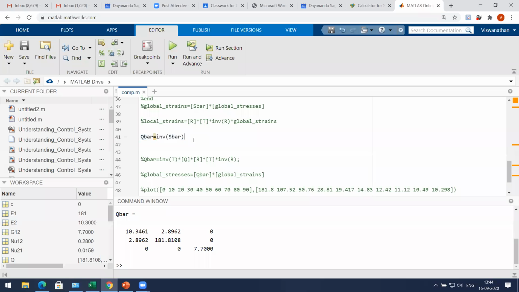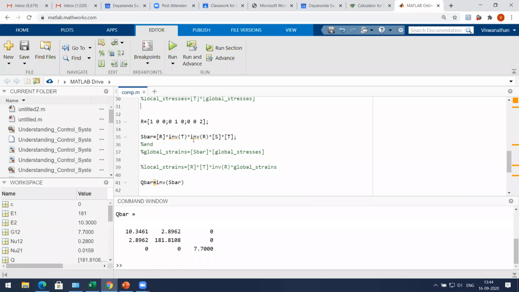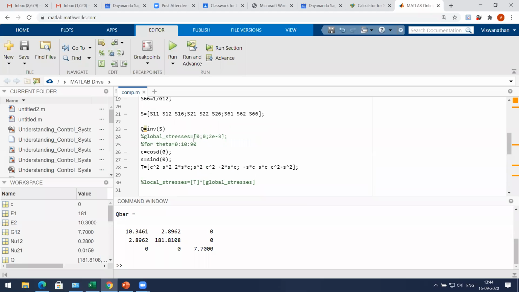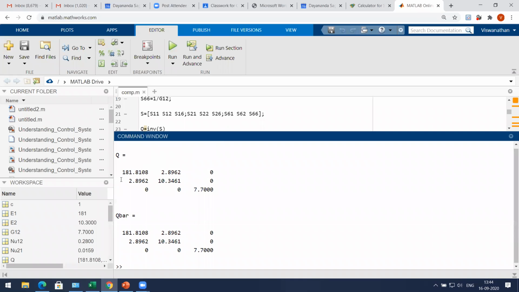I need not calculate Q bar for 0 degree because Q is equal to Q bar for 0 degree. If I just run this, I see that both are the same. This is the reduced stiffness matrix and this is the transformed reduced stiffness matrix. Both are the same.